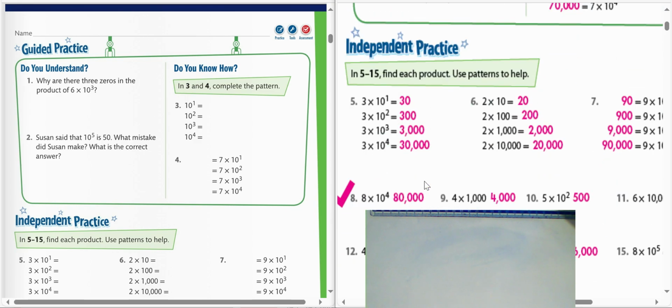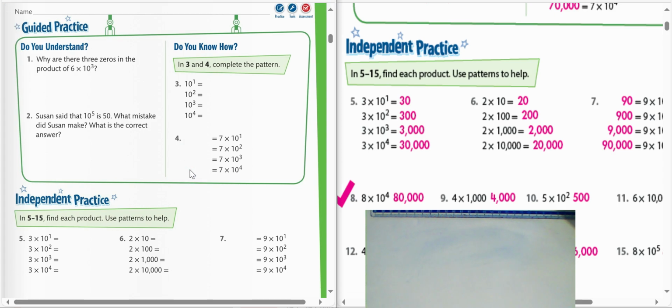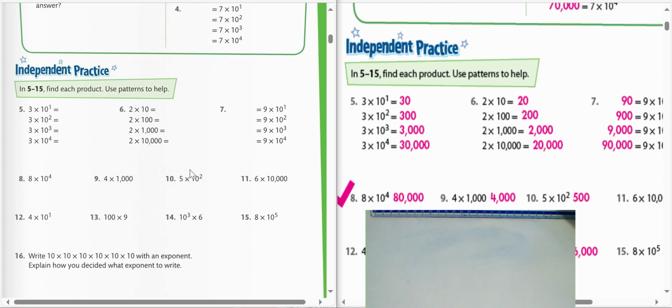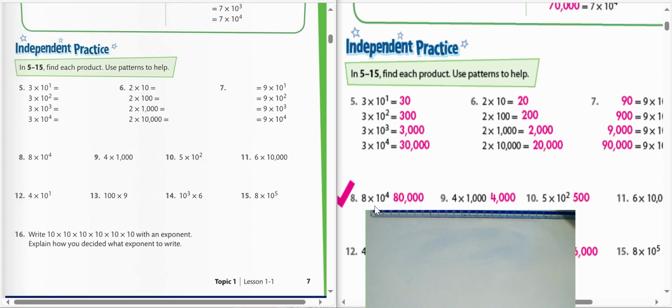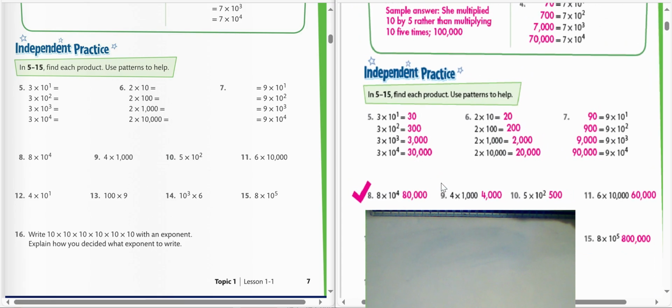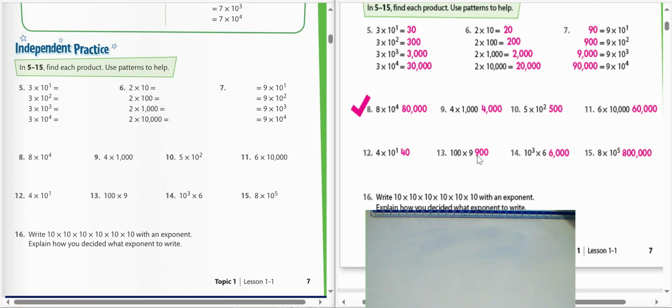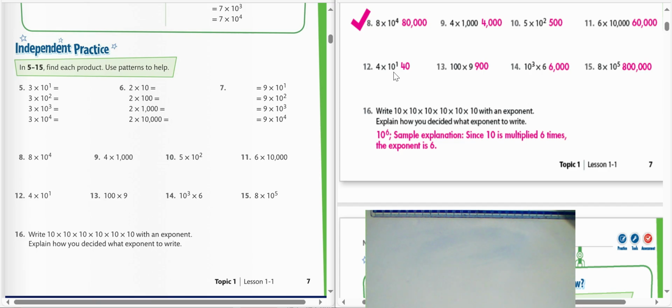Next question. 3 times 10 equals 30. 3 times 10 power 2 is 300. 3 times 10 power 3 is 3000. 3 times 10 power 4 will be 30,000. You can complete all the examples. And 8 times 10 power 4 will be 8 multiplied by 10,000, which is 80,000. And what about 4 times 10? It will be 40. 100 times 9 equals 900. 10 power 3 times 6 equals 6000. 8 times 10 power 5 will be 800,000. We must put 5 zeros behind the digit.